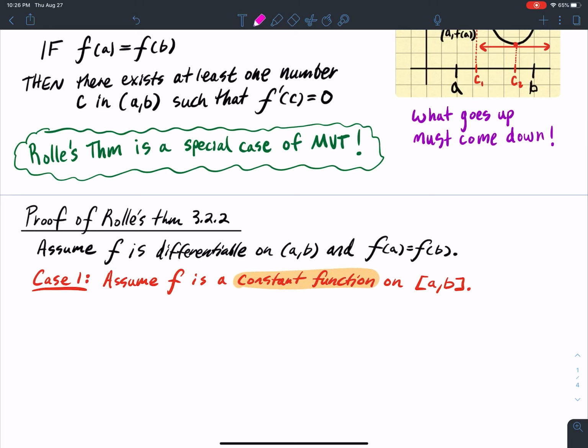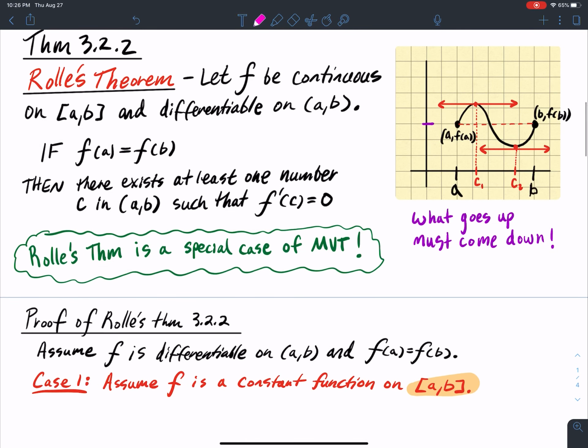What are constant functions? Constant functions look like this. They're just straight lines. So that's like f of x equals 4. So no matter what input of x I spit in, it always puts out a y value of 4. That's a constant function. Kind of boring, right? But that's case 1: a constant function. So it's constant on a to b. So that makes sense that it would fall into this case because for a constant function, f of a would equal f of b, right? We know that to be true if it's just a horizontal line.